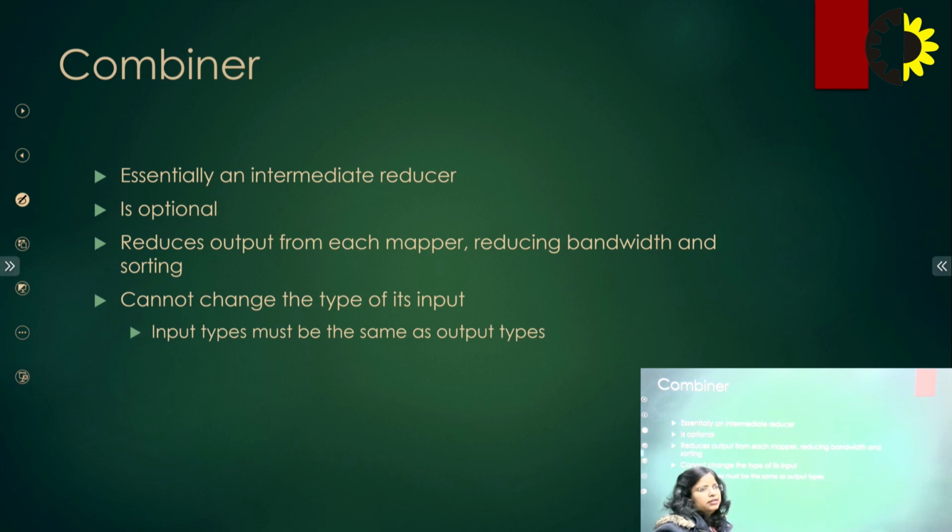So the combiner is an intermediate reducer. It is optional. It reduces output from each mapper, reducing bandwidth and sorting. It cannot change the type of its output. Input type must be the same as output type.